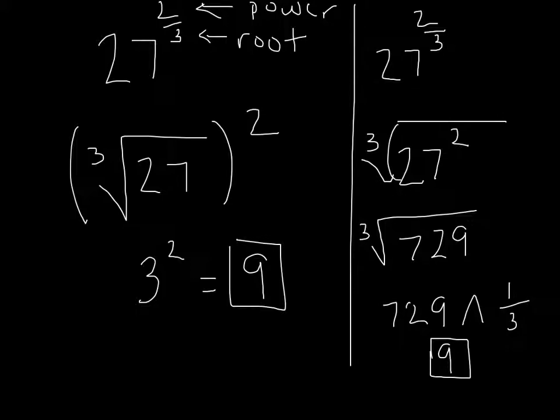But by doing the root first, I didn't need to grab my calculator. So doing the root first will make the number get smaller, like it did here. I now have a 3. And then doing the power next will make them get bigger. Whereas if I do the power first, I get some big number that then I have to take the root of. And yeah, you get the same answer, but this route right here is easier.